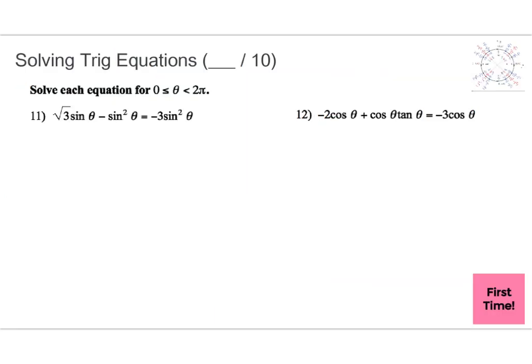Then finally we got some solving equations. I'm going to try to gather all these things on the same side because I've got some potentially factoring going on. I'm going to add 3 sine squared to both sides. And I noticed that both of these have a sine theta as part of that, so I'm going to factor out a sine theta.